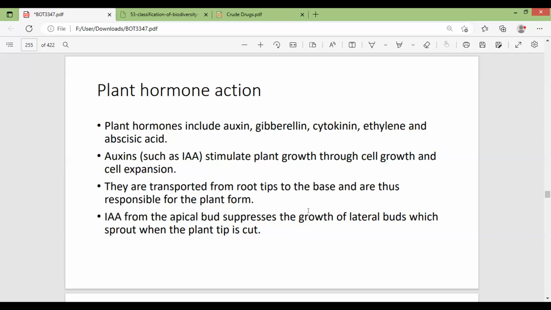So here, auxins move from the root tips to the base, and the plant forms through cell growth and expansion. Auxins from the apical bud will suppress the growth of lateral buds, which sprout when the plant tip is cut. So this is what we've mentioned. You cut the upper tip of your flower at home, it starts growing sideways, or lateral.